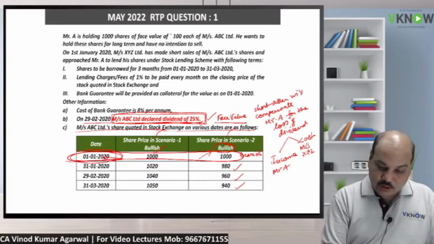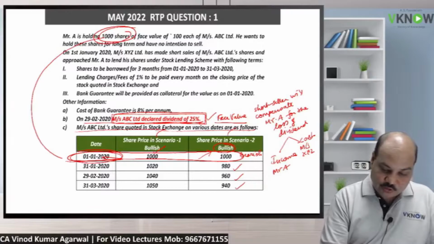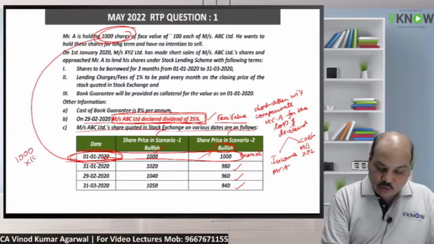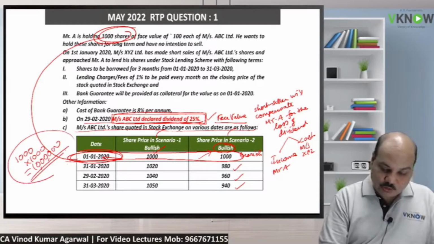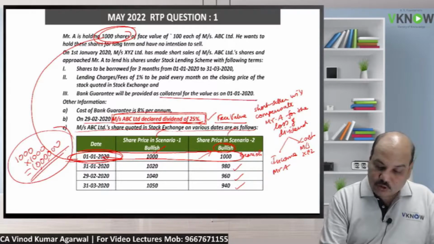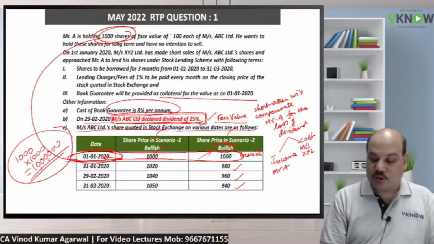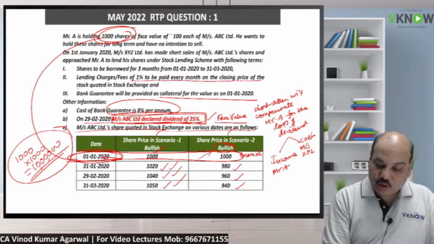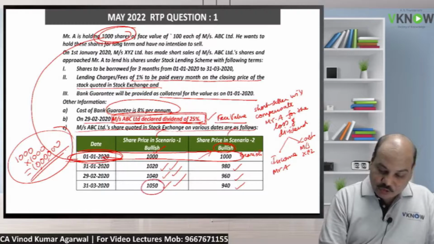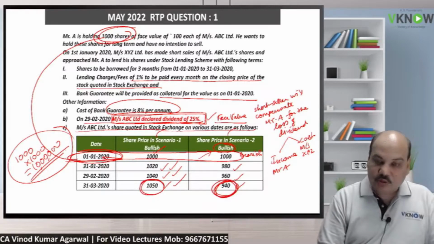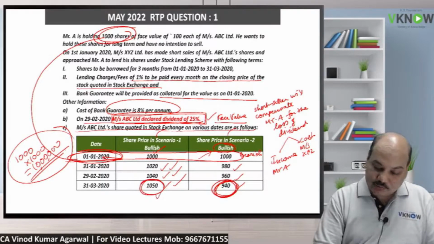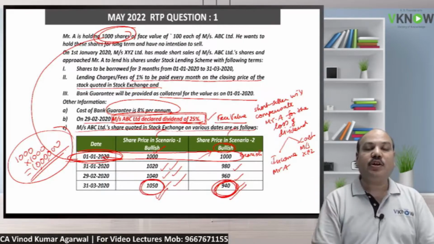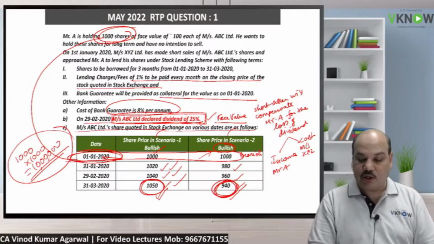This is the price at the beginning. On 1/1/2020, Mr. A is holding 1000 shares. So the market value of his shares is 10 lakh rupees. This will be required for calculation of bank guarantee also. And these are the prices on different dates. This will be required for calculating the stock lending charges, plus this last price, that is after 3 months, whatever is the price, that will be required for calculating the gain or loss of the short seller also. So this is the data.